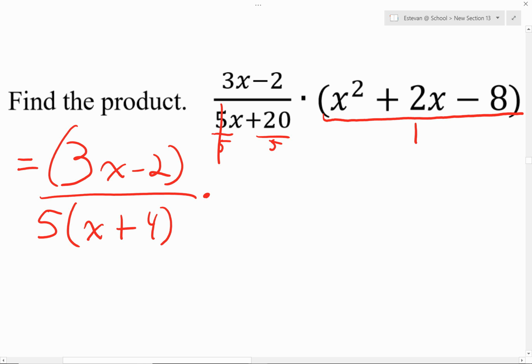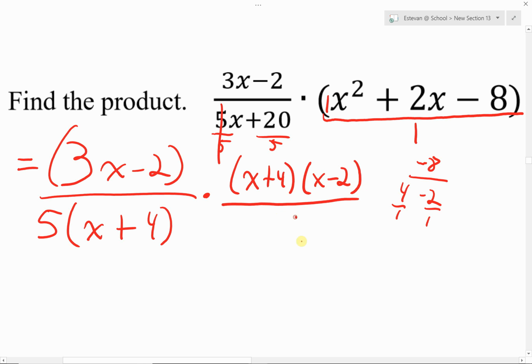Alright, then here it's a polynomial, so I'm going to do a times c. 1 times negative 8 gives me negative 8. What are the factors of negative 8 that will add up to 2? That'll be 4 and negative 2. Then divide by your a, which will be 1. So I'm left with x plus 4, parentheses, x minus 2, all over 1.